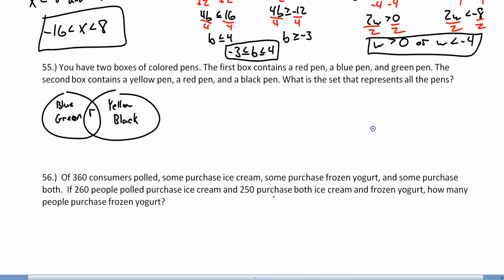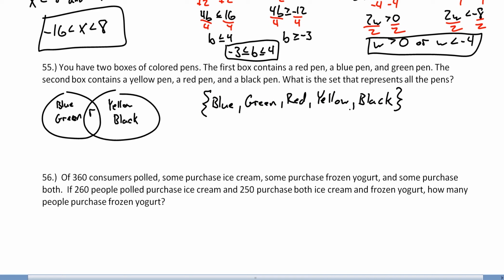And so when you think about the set that represents all of them, I wouldn't write the red twice. I would just say the set contains blue, green, red, which I only write once, yellow, and black. Okay? And really this is like the union of the two sets, because we're including everything from each. Okay? I'm going to put braces around this, so there's my set for everything.